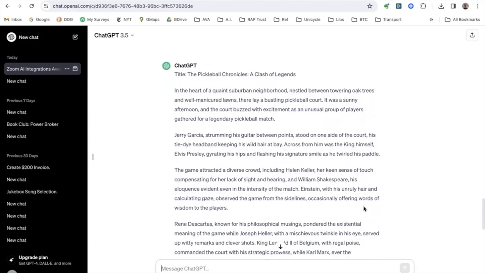The game attracted a diverse crowd, including Helen Keller, her keen sense of touch compensating for her lack of sight and hearing. And William Shakespeare, his eloquence evident even in the intensity of the match. Einstein, with his unruly hair and calculating gaze, observed the game from the sidelines, occasionally offering words of wisdom to the players.